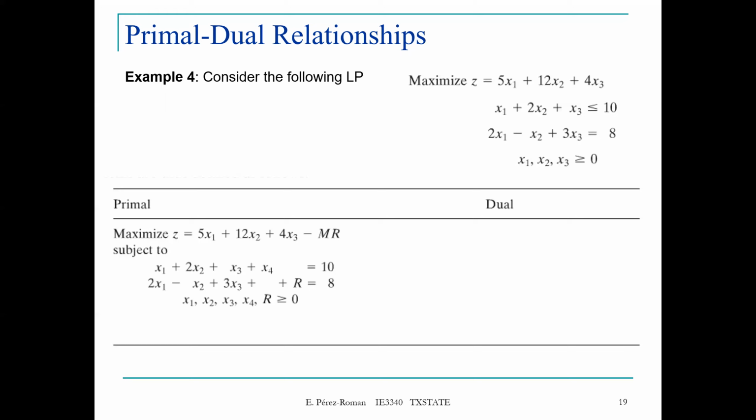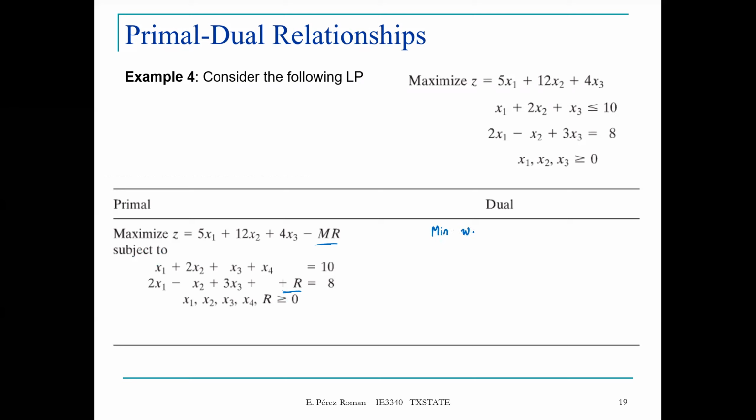So let's look at one example. Again, we want to use the primal to find the optimal solution for the dual. In this example, we are going to use artificial variables. We are maximizing, this is the primal. So we're using the M method and we are using an artificial variable here. If we formulate the dual for this problem, the dual is going to look as follows.